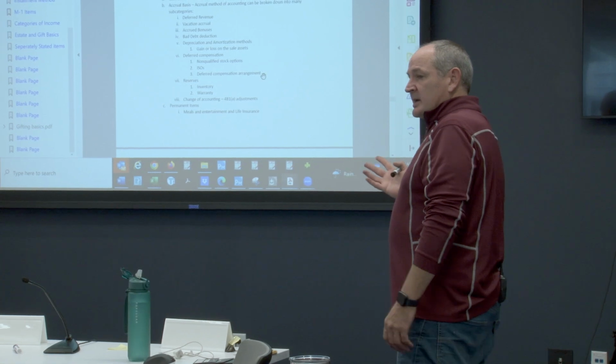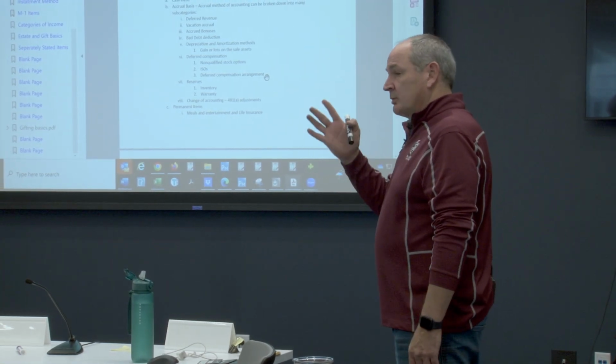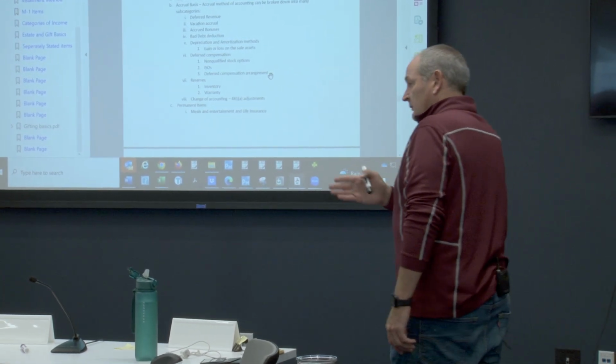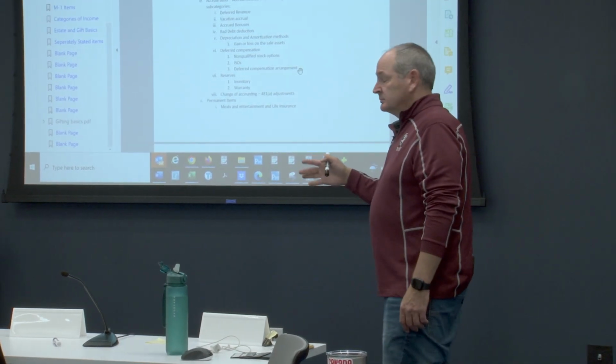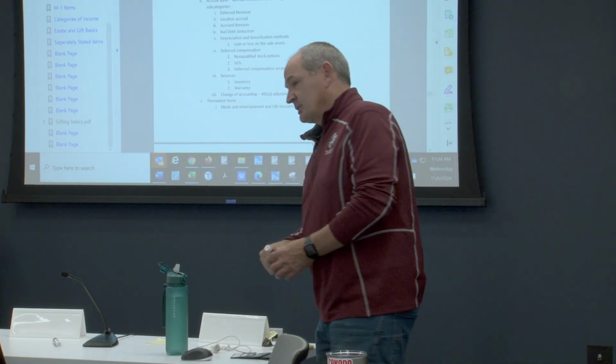Okay, so the point of this is, these are examples of possible M1 items where we're going to account for something for book differently than we will for tax. And I'm pretty sure we're going to go over some of these.